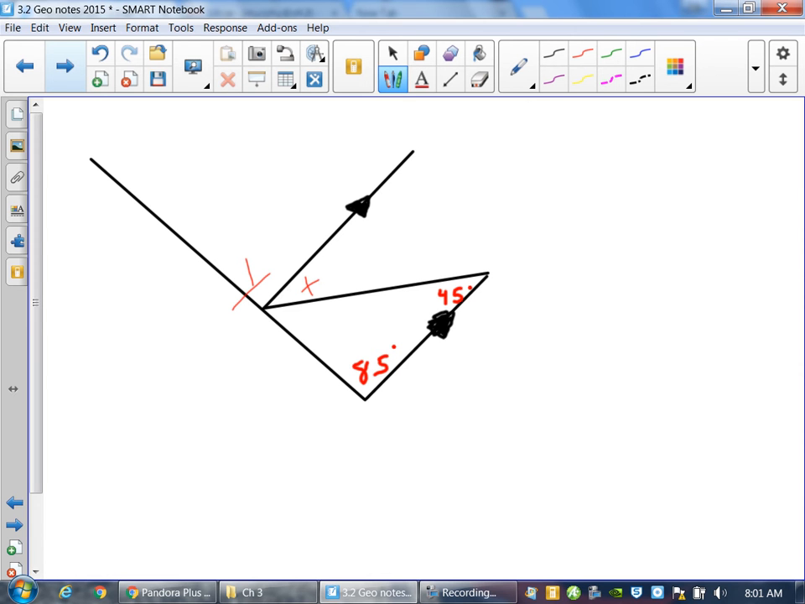So when you draw something like this, that's kind of how you draw it, okay? You're given that you have the 85 here. You're given that you have a 45 degree here, which means what does this angle have to be? 55. 55, very good. So that angle has to be 55. Now, we have two parallel lines cut by a transversal.